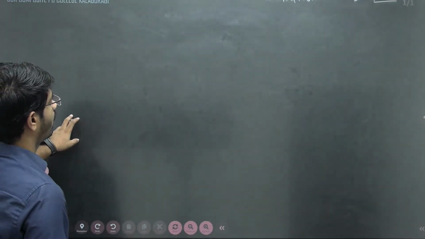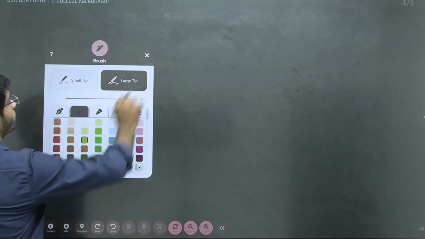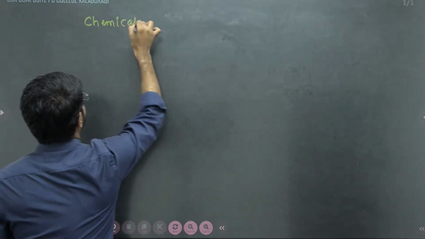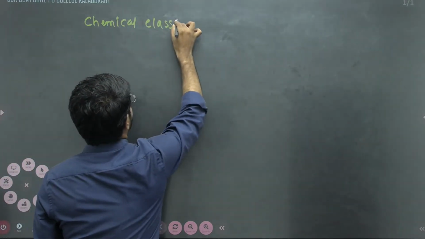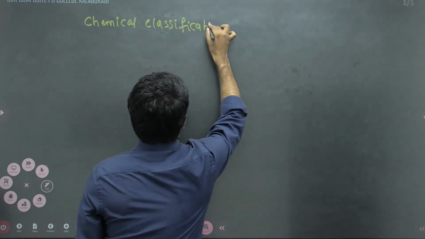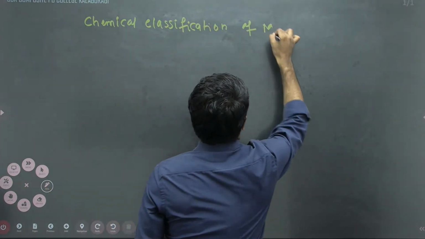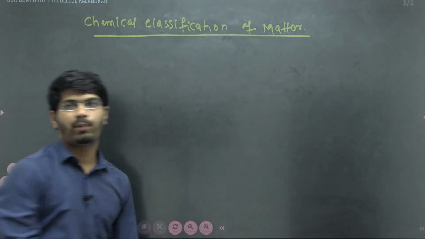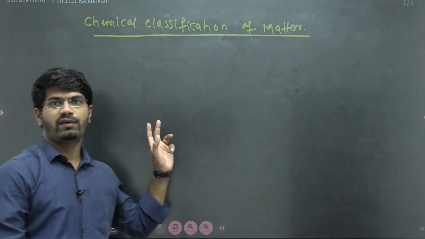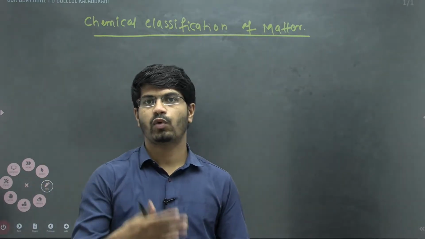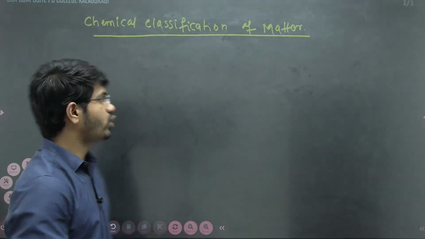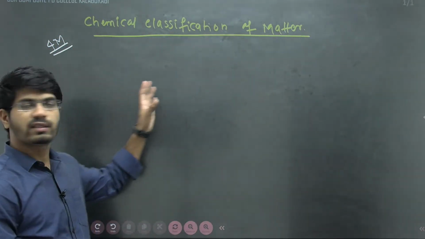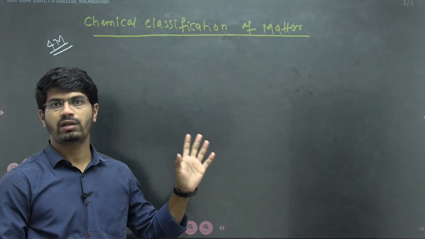Next is our chemical classification. Chemical classification of matter. Now it is very important. If this chapter is there for theory and this part is included in your theory exam, then this question will come for 4 marks, where you need to elaborate this question in very detail.